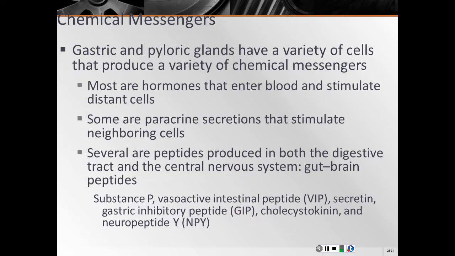These include substance P, vasoactive intestinal peptide, the VIP, secretin, GIP, the gastric inhibitory peptide, NPY, and cholecystokinin, which is this one right here.